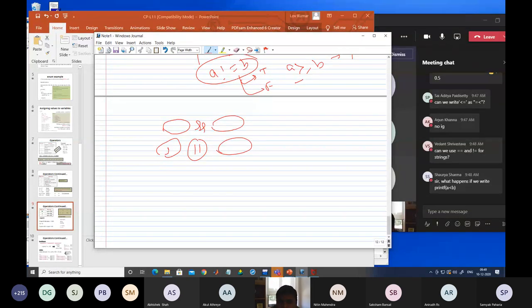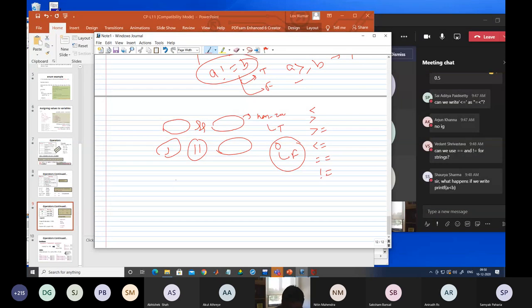Logical operation means where we are going to use the logical operators. What are the logical operators? Less than, greater than, greater than or equal to, less than or equal to, double equal to, not equal to. If you are not using these logical expressions, then whatever value you get, a non-zero value will be considered true, and a zero value will be considered false.